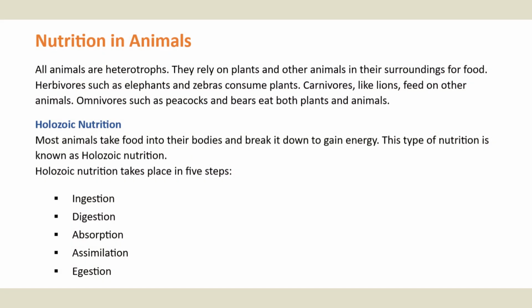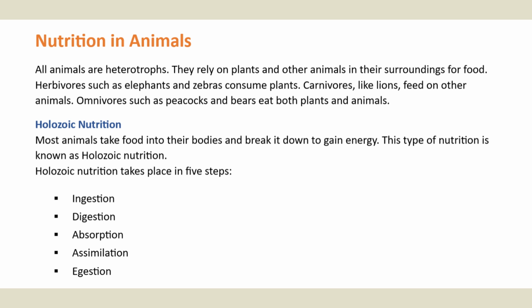All animals are heterotrophs. They rely on plants and other animals in their surroundings for food. Herbivores such as elephants and zebras consume plants. Carnivores, like lions, feed on other animals. Omnivores such as peacocks and bears eat both plants and animals.